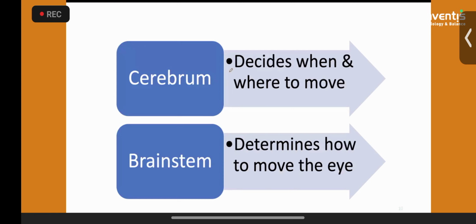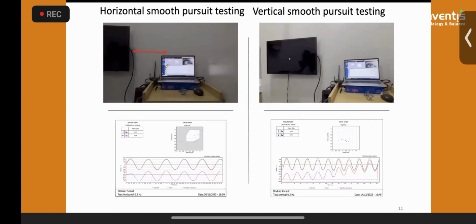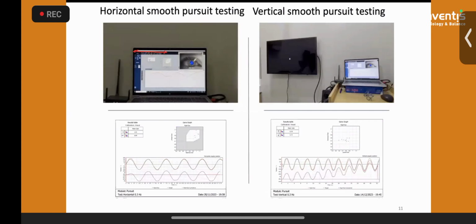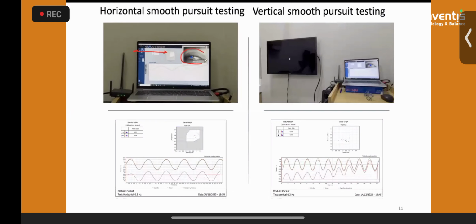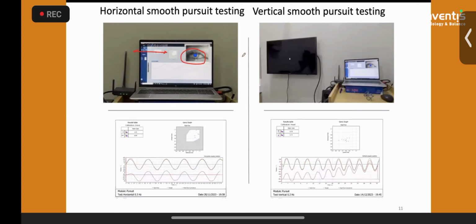So the cerebrum decides, as we have seen last time, when and where to move, and the brainstem determines how to move the eyes with the help of the various gaze centers. Now we have also seen last time about the smooth pursuit eye movements, where you can see the object is moving, swinging from right to left, and it is not disappearing. It is smoothly moving on the screen. And you can see here, the eyes are also smoothly tracking the object from right and left.